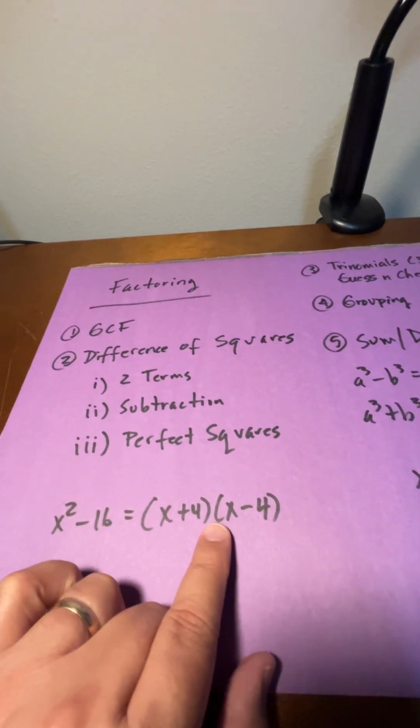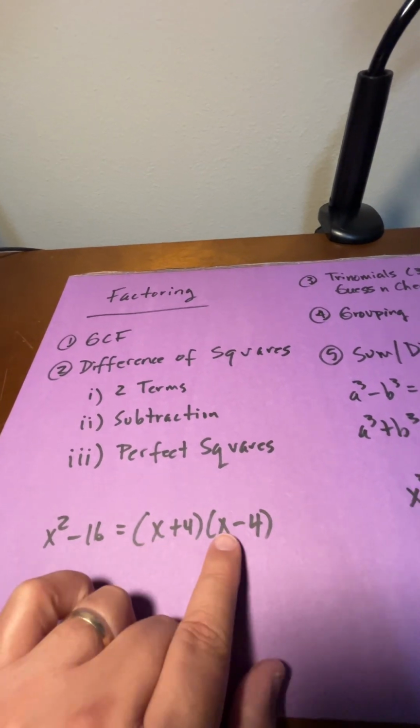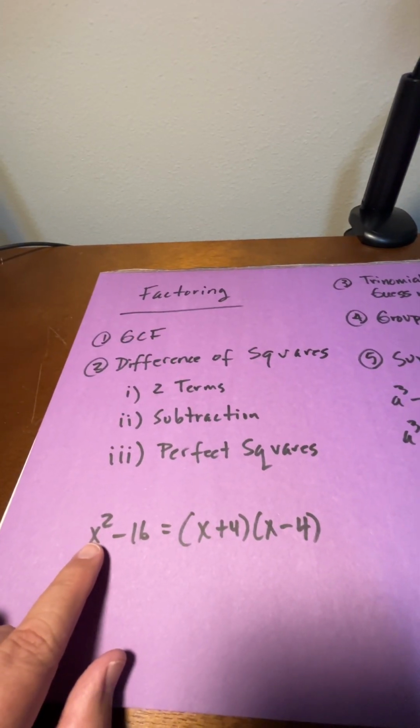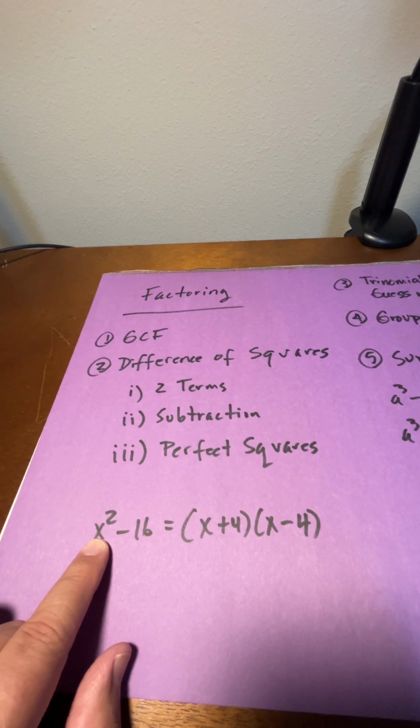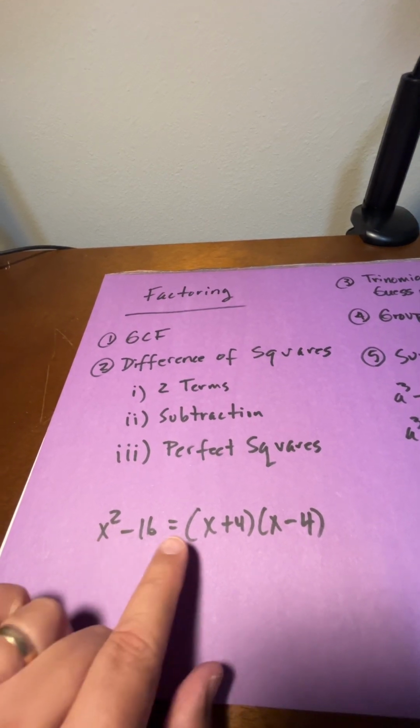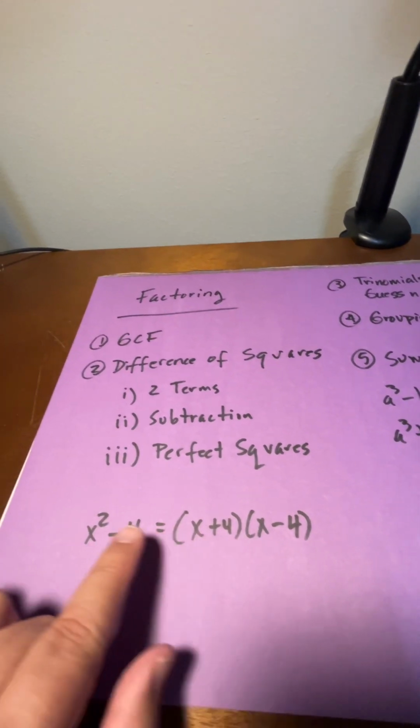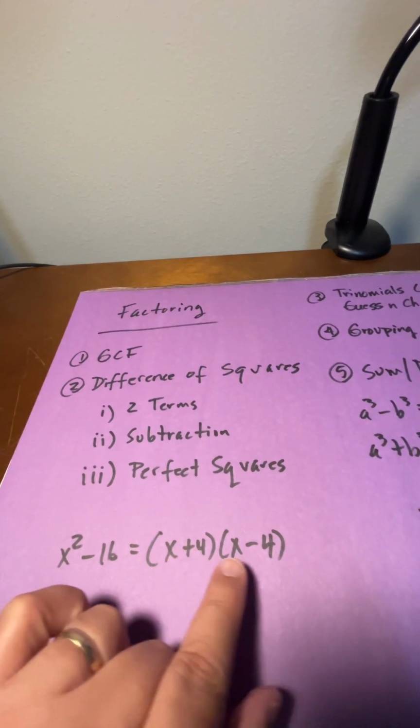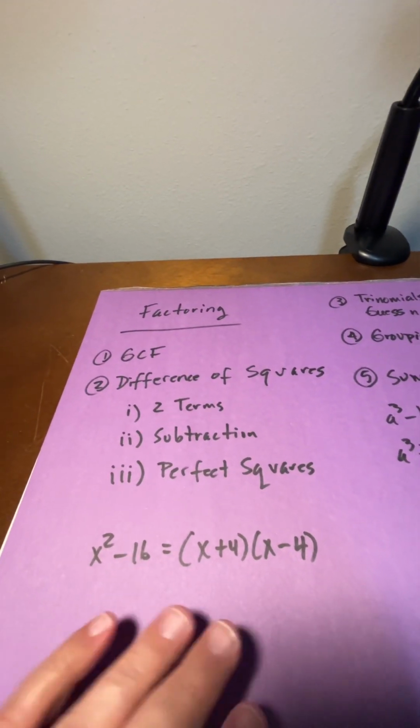This factors like that. The first set of parentheses is, what is it that makes x squared? In other words, what times itself equals x squared. The next one is what multiplies together to be 16. Well, that's 4. So it looks like that.